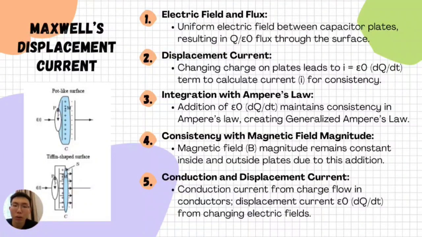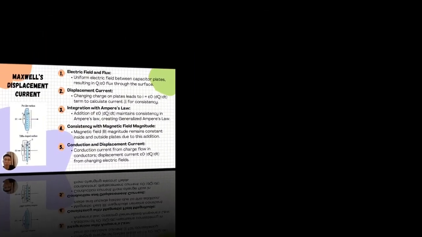The same goes for the magnetic field. The magnetic field will remain constant inside and outside the plates due to this addition. And now we are going to the difference between conduction and displacement current, where conduction current is from charge flow in conductors, and the displacement current, epsilon naught dΦ/dt, is actually from the changing electric field.